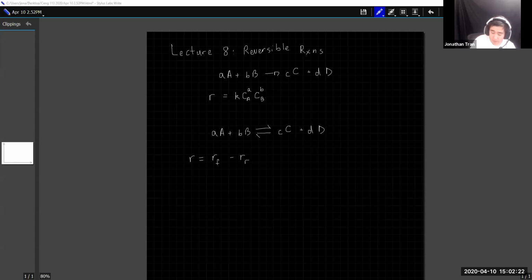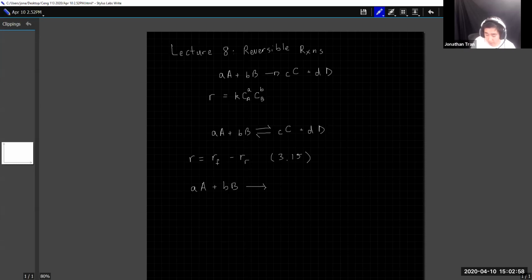Now, in this particular case, this equation is going to be, I believe, 3.15 in your book. What this allows us to do is look at reversible reactions as two distinct reactions, essentially a forward reaction and a reverse reaction. So I'm going to be subscripting some of our variables with f for forward and r for reverse. If I were to write this as two separate reactions, I can write it as this.